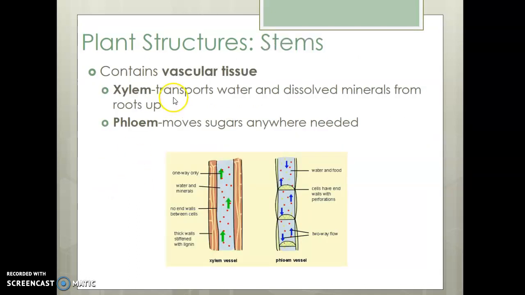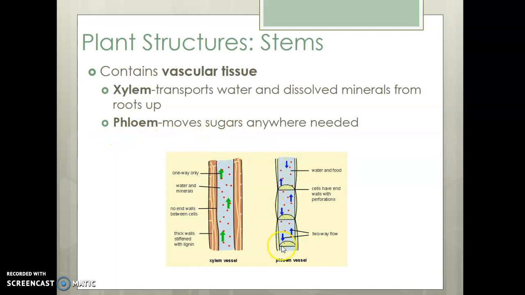The stem of a plant, if the plant is a vascular plant, the stem contains vascular tissue. And there's two types of vascular tissue you're going to study: the xylem and the phloem. The xylem transports water and minerals from the roots up. So if you look, the arrow only goes one direction for the xylem, up from the roots all the way to the leaves. The phloem is a type of vascular tissue that can move food or sugars anywhere the plant needs it. So phloem moves food.